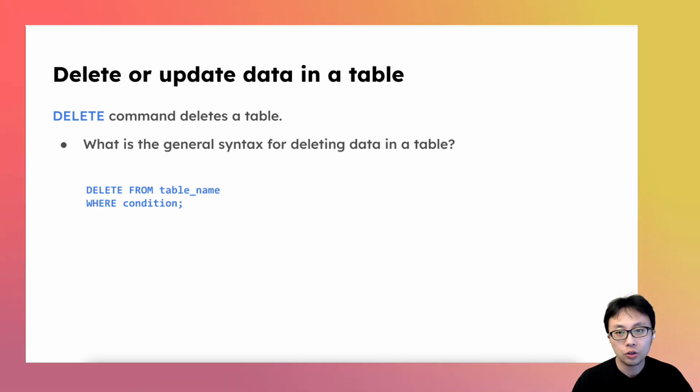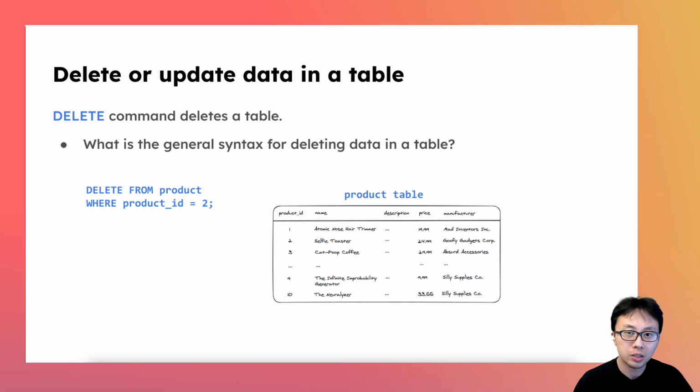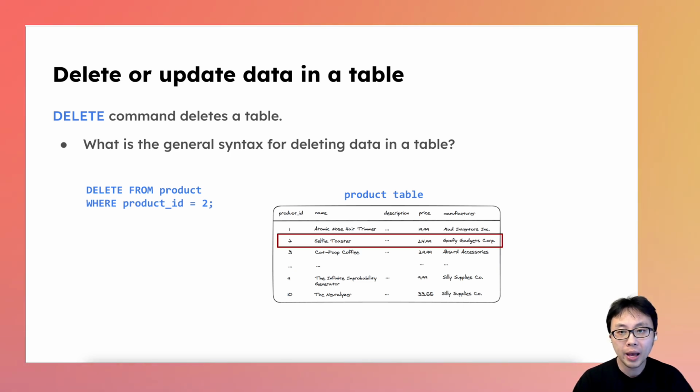The general syntax of deleting data in a table is as follows. Delete from command is going to be followed by the table name. After that, you need to specify a filtering condition. Essentially, this command will delete the rows that meet the given filtering condition from the table that you specified. An example of the delete command is as follows. Delete from product where product ID is equal to 2. This command will delete the row whose product ID is 2 from the product table.